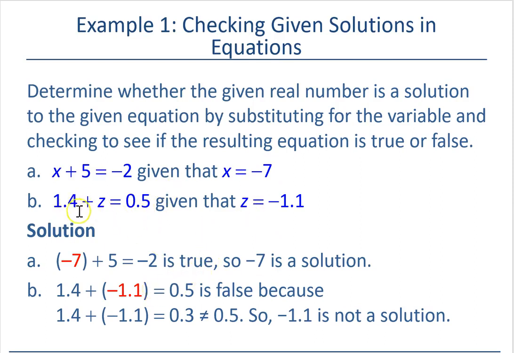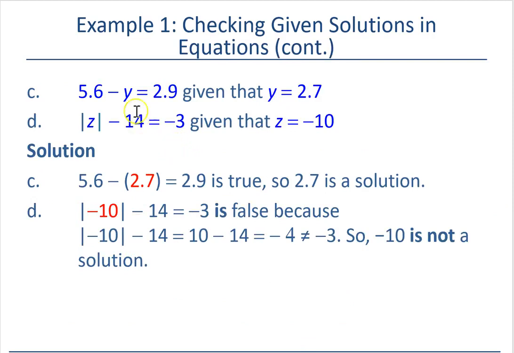Well, let's look at this next one. 1.4 plus z equals 0.5, given that z equals negative 1.1. Well, let's look in here. We take the z, plug the 1.1 into wherever the z's at, just like they do here. 1.4 plus negative 1.1, it gives us 0.5, which is false because 0.3 cannot equal 0.5, so negative 1.1 is not a solution. Let's continue on.